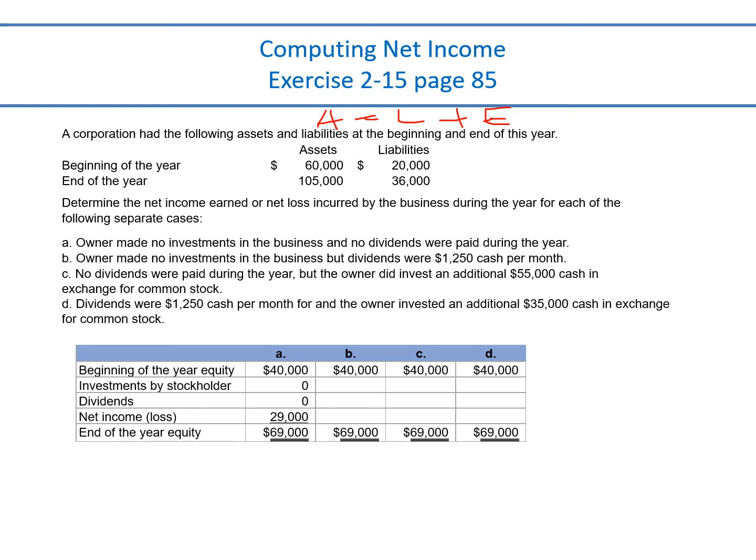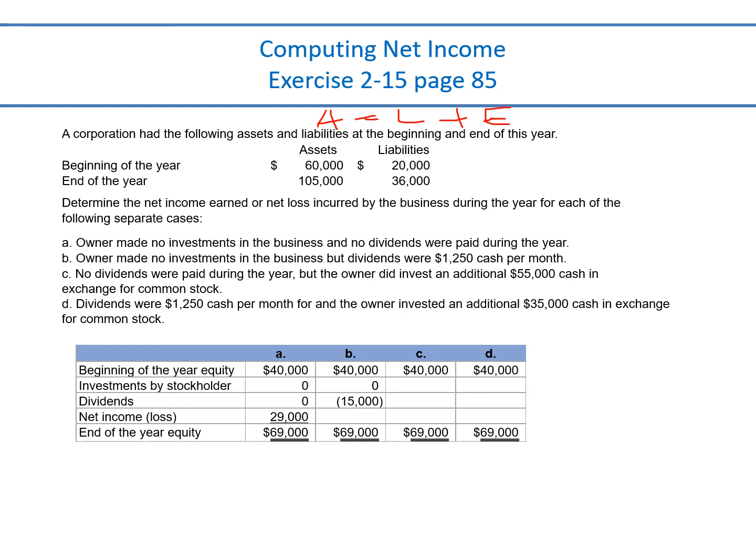So in part B, the owner made no investments in the business, but dividends were $1,250 per month. So investment by stockholders, 0. Dividends are $1,250 per month, and they tell us that it's a year's worth of activity, right? So $1,250 times 12. That means they paid $15,000 in dividends, and that's reducing our equity, so it's reported as a negative number. And so we can solve for x.